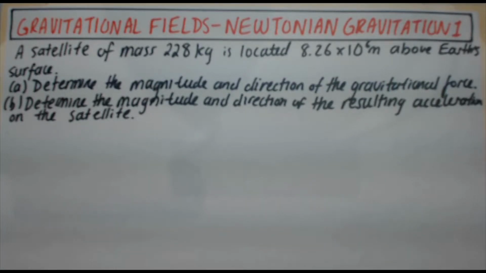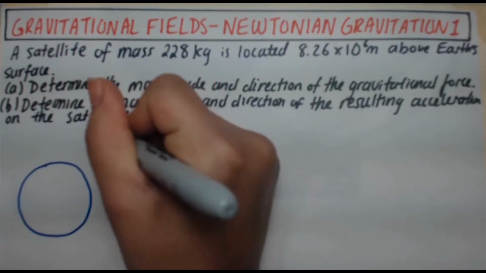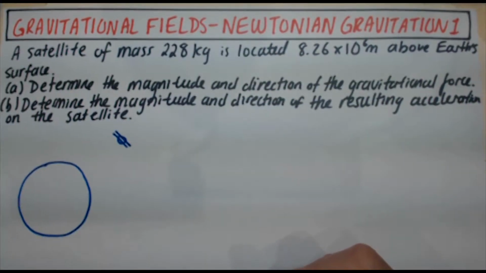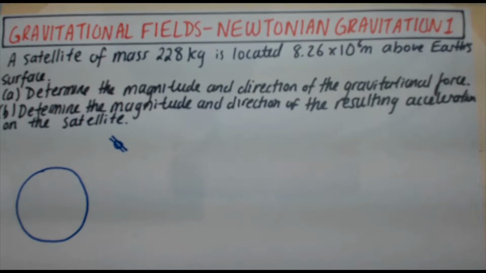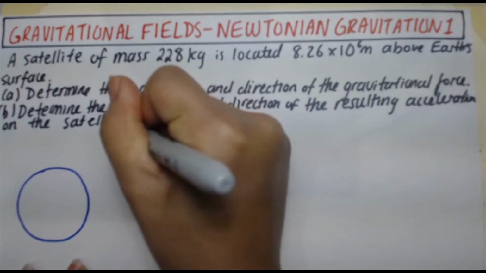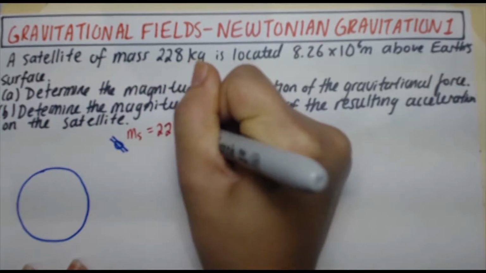So I'm going to start off this problem by drawing a picture to get a sense of what's going on. Draw your Earth, and then nearby, draw something that appears like a satellite. Now, based on this picture, I'm going to start labeling what I'm given in this problem. I'm told the mass of the satellite, so I'm going to label that m sub s. So m sub s is 228 kilograms.